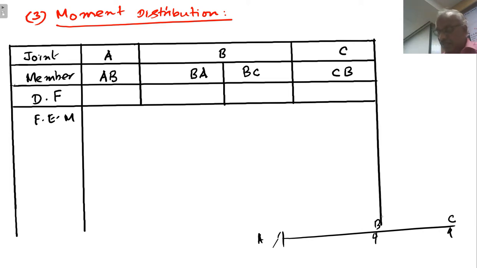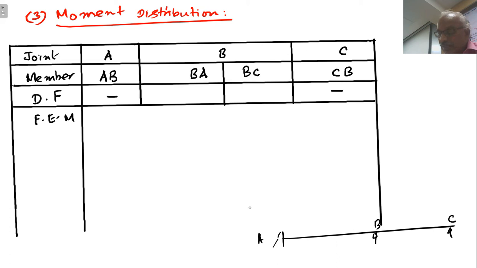Right. Now, B has two members, BA and BC, so you have to provide them in one column. Now, coming to distribution factors: there is only one member in A, so no distribution factor, and there is one member in C, so no distribution factor.